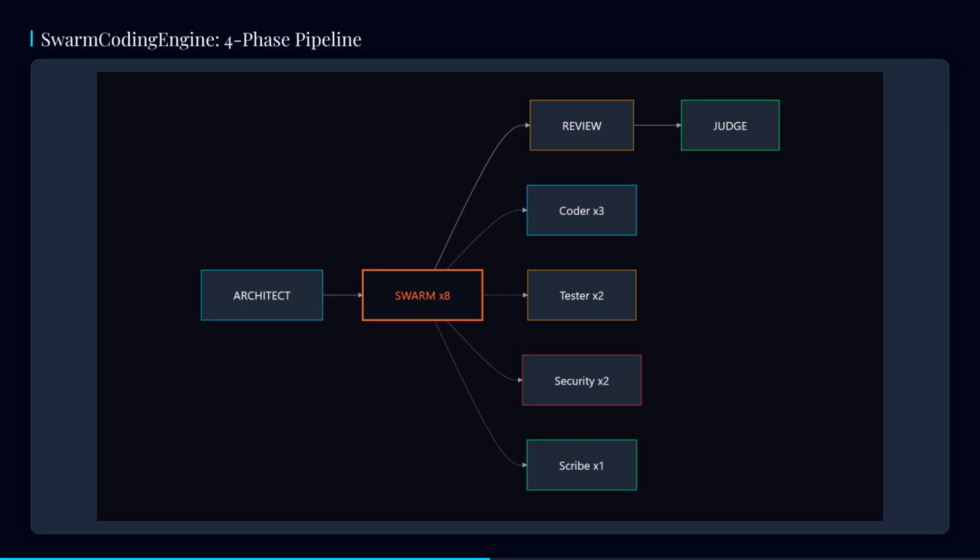Review evaluates the combined output. Judge makes the final quality decision. This is not a metaphor. 8 real agents with real identities running real tools in parallel. 80 tests verify this pipeline.